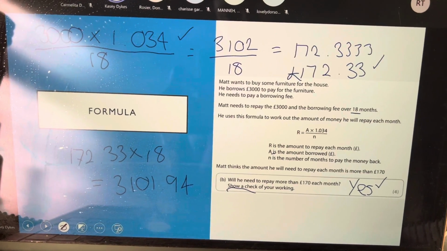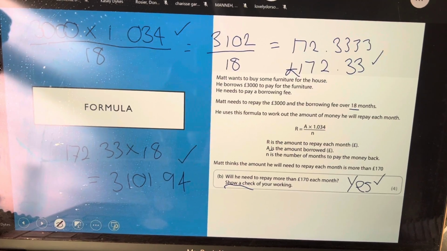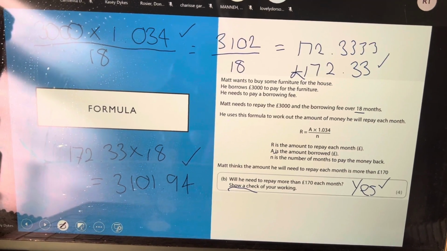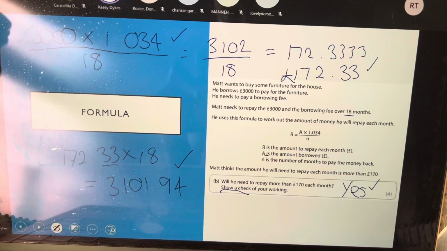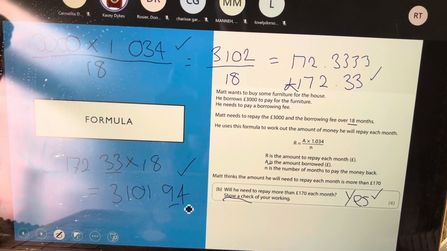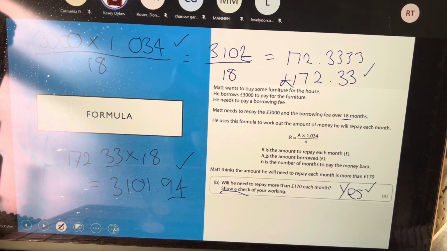310194. So it's not come out as an exact number, but that's still a valid check. The reason being, we've rounded this to get our 33, so it shouldn't come back exactly. But we're only talking about 6 pence difference. So that's still a valid check.